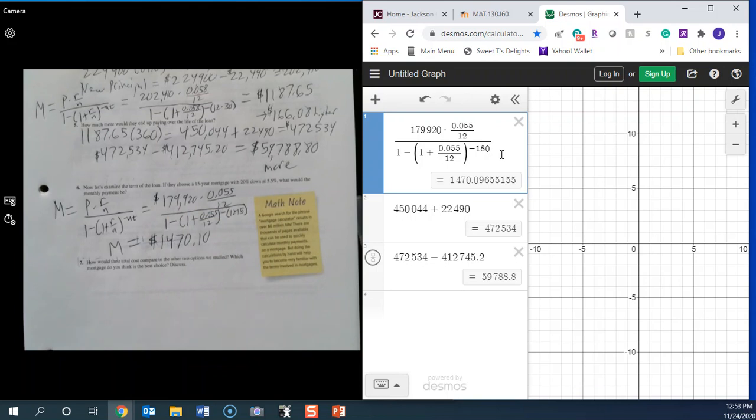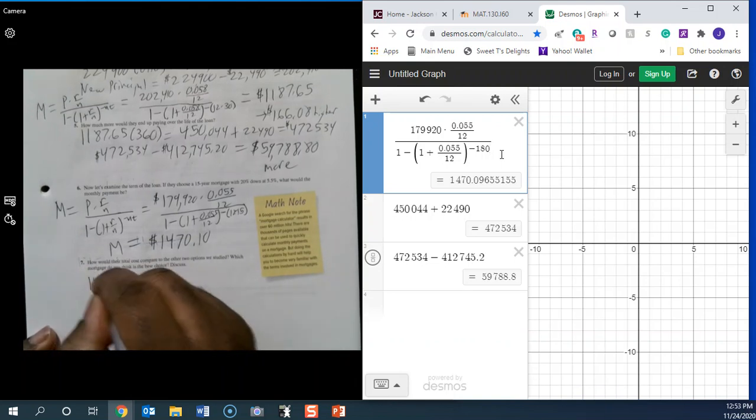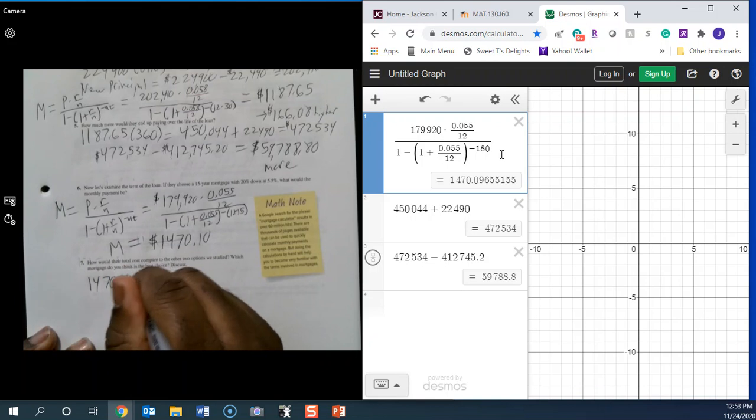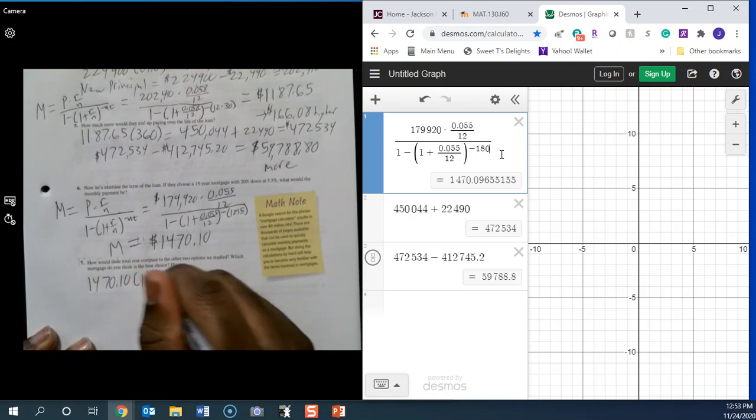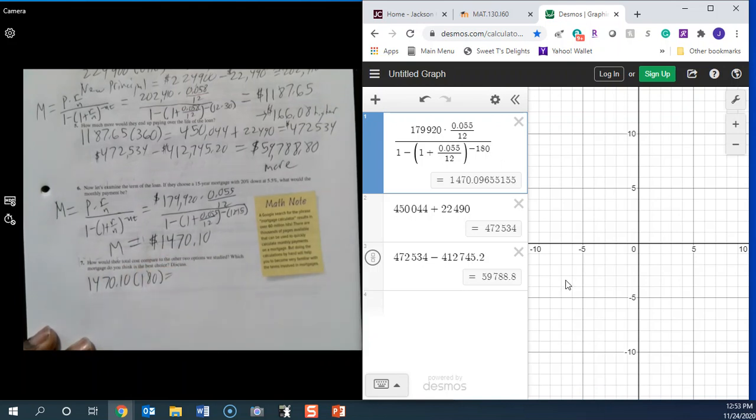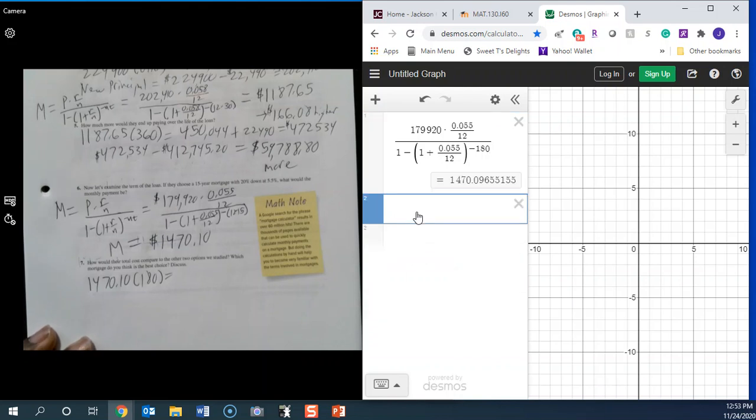Now it says, how would their total cost compare to the other two options we studied? Which mortgage do you think is the best choice? Okay, so we'll take the $1,470.10 times 180. So we'll put that in our calculator. So 1470.10 times 180. And then we have to add on our down payment.